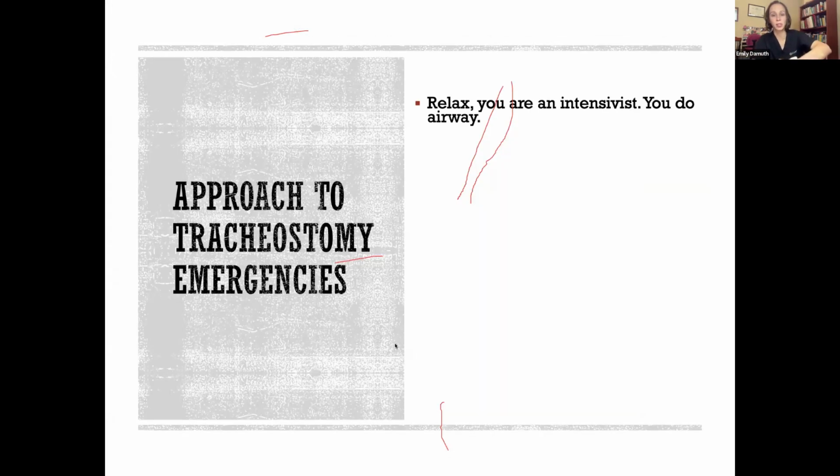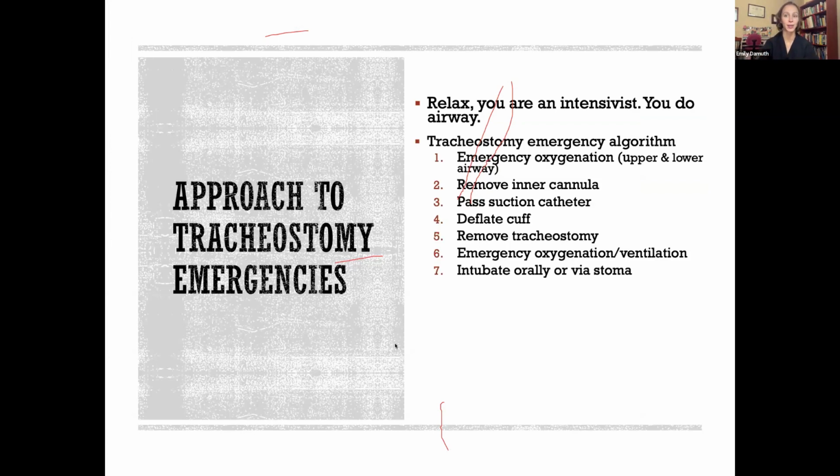So just, in summary, to conclude, I'm sorry I went a couple minutes over, but relax. It's not easy, but think through the algorithm, take it one step at a time. You're an intensivist, you do airway, and trach patients are simply patients with 2 airways, which makes it more complicated, actually. So think through the algorithm, right? You want to oxygenate and ventilate both the upper and lower airway unless the patient's spontaneously breathing.